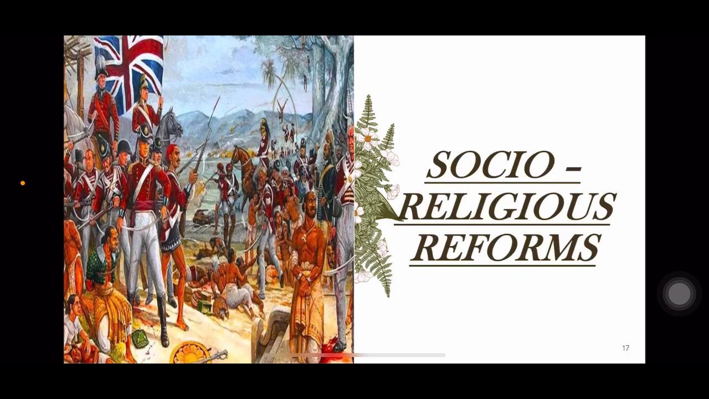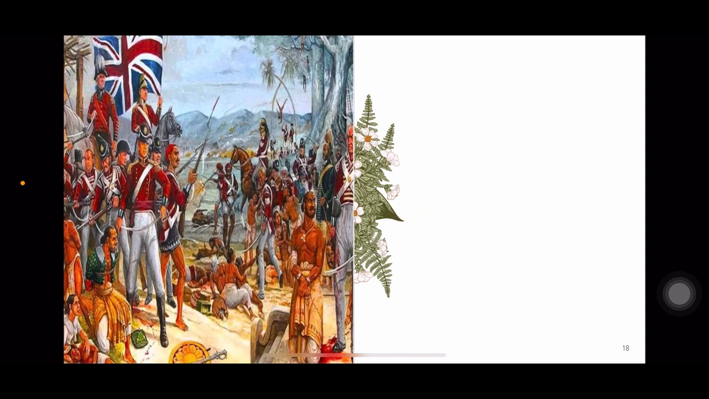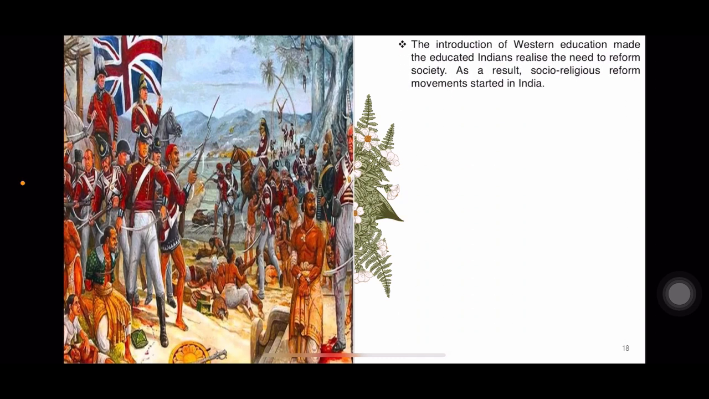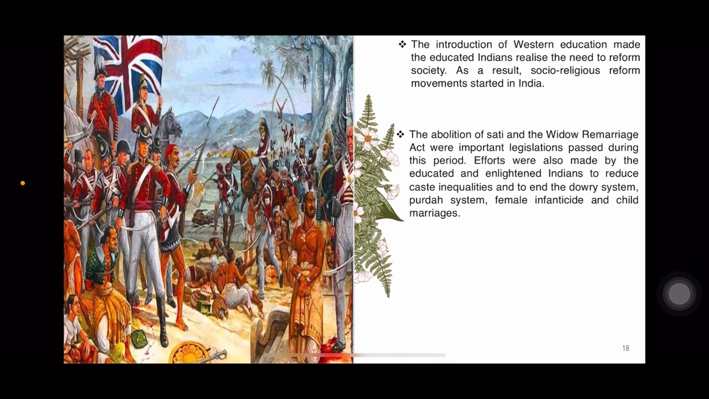The third and last important cause is socio-religious reforms. The introduction of Western education made the educated Indians realize the need to reform society. As a result, socio-religious reform movements started in India. The abolishment of sati and the Widow Remarriage Act were important legislation passed during this period.